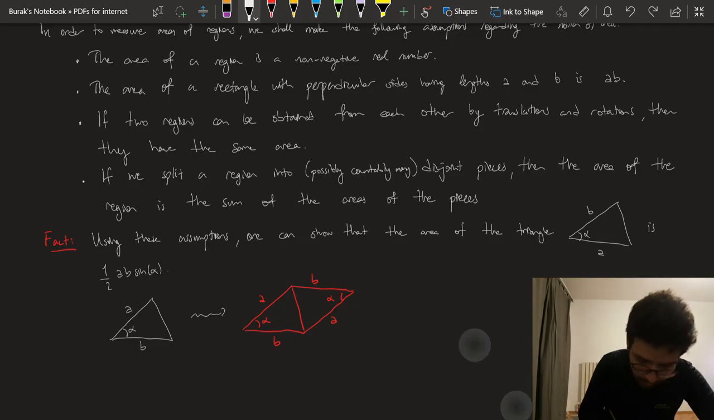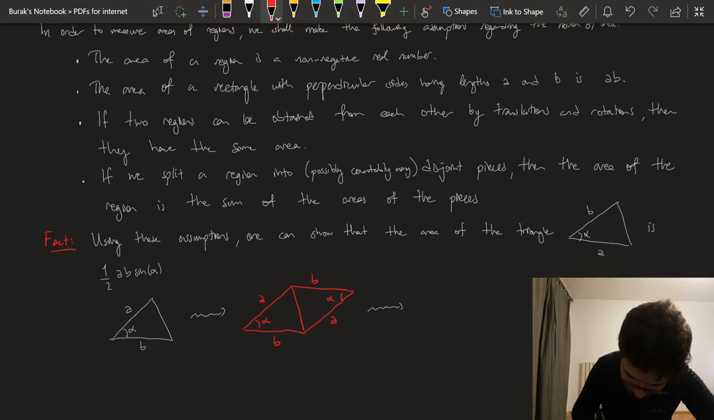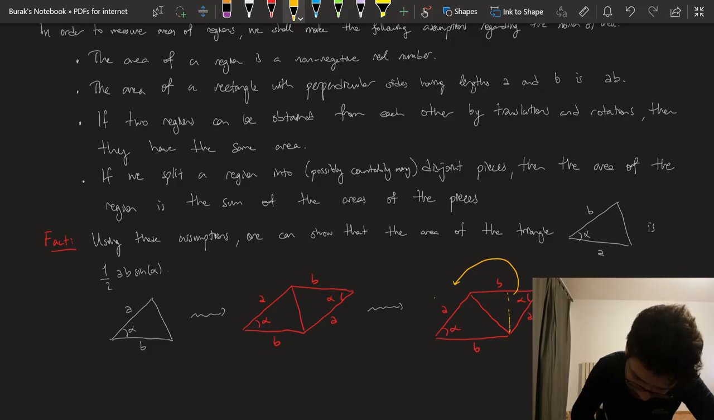And then you're going to cut this parallelogram from here, and you're going to move this piece over here. Okay, so you're going to move it over here, so you will get this rectangle.